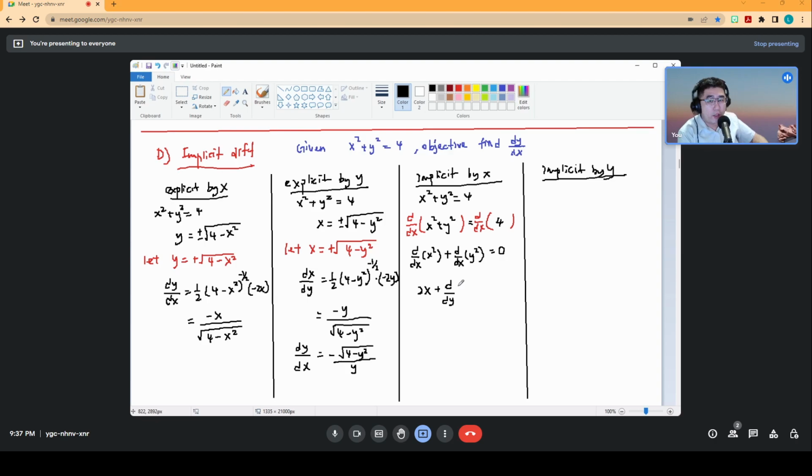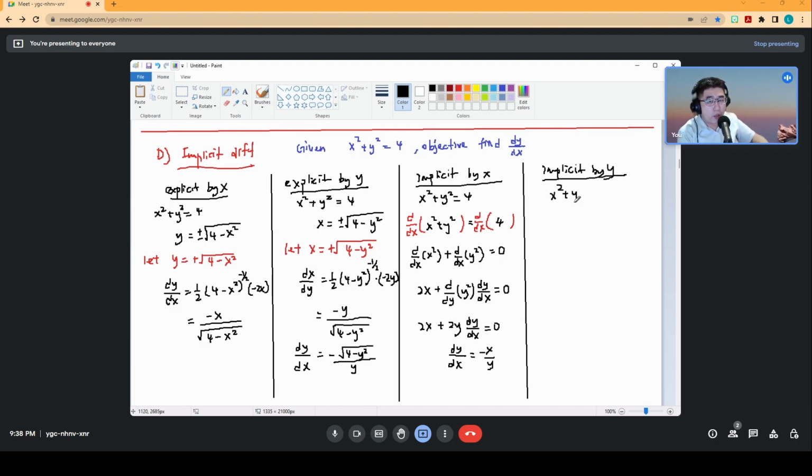I do d dy of y squared, then where does the dx go? It goes to the back. So now I have the same alphabet, y and y, and I can differentiate them. 2y dy dx equals 0. Remember, our objective is to find dy dx, so I write dy dx as my subject. Shift the 2x over, negative 2x, then bring the 2y over, so negative x over y. So this is what I get for the third column. Again, you see that it's different from the first two. Now we go for the last column.